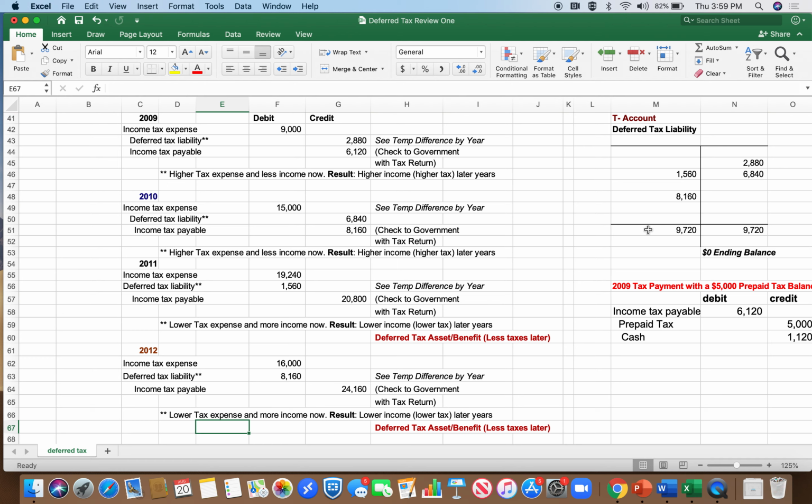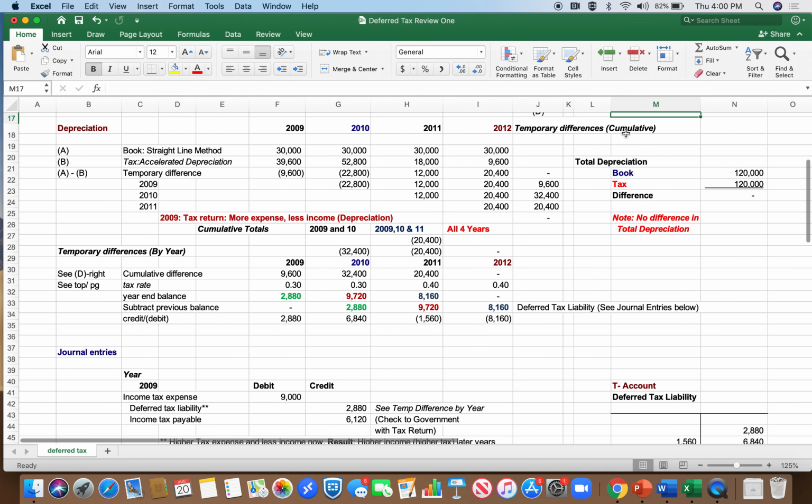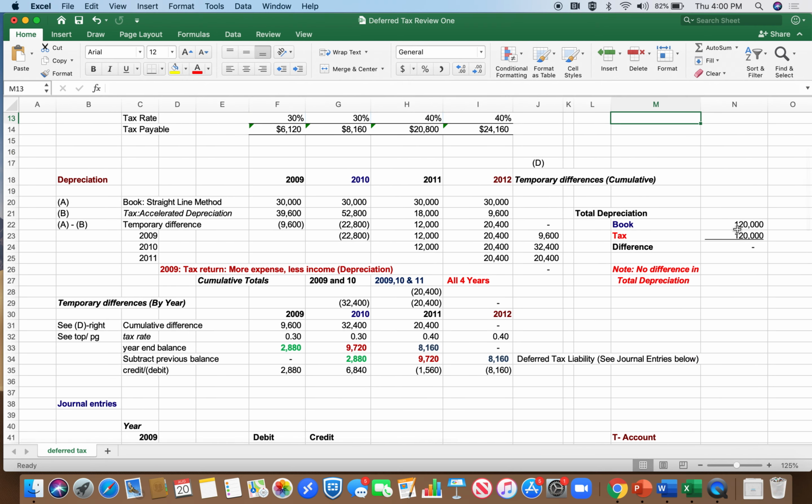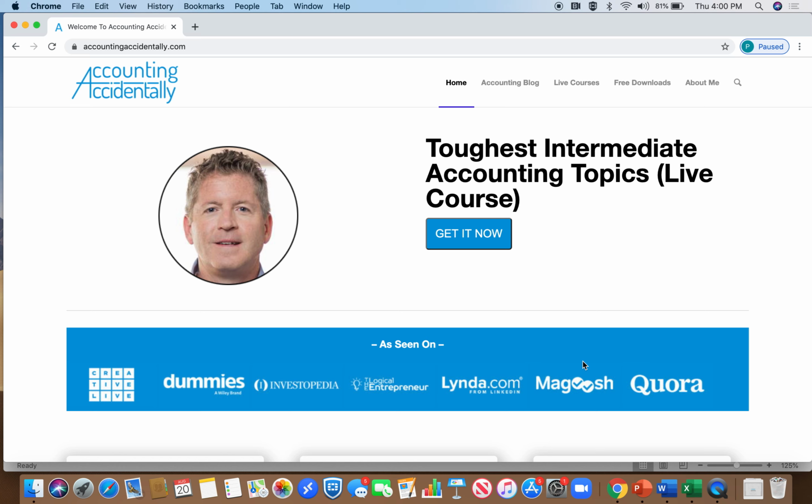Now, to explain that, you need to understand that the total cumulative differences, the deferred tax liability and the deferred tax asset, add up and balance so that you get a zero ending balance in the deferred tax liability account when you have fully depreciated the asset over all 4 years. And again, critical to remember, total depreciation is the same whether you use book or tax. So that's our discussion of deferred tax assets.